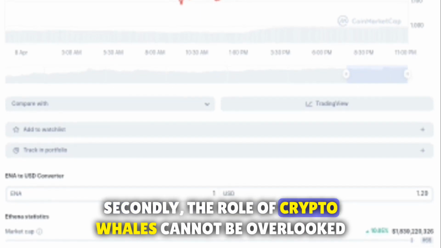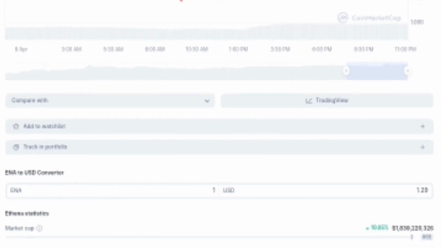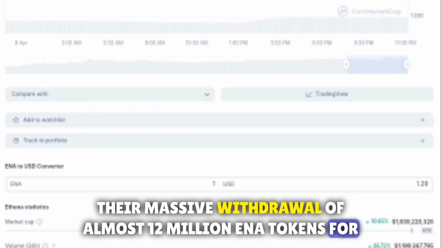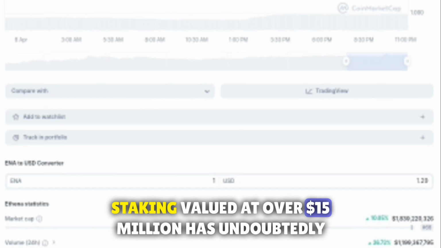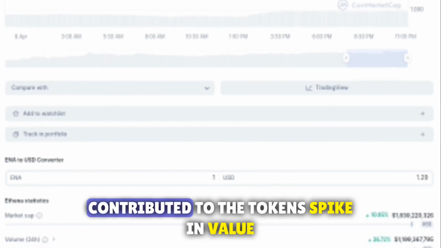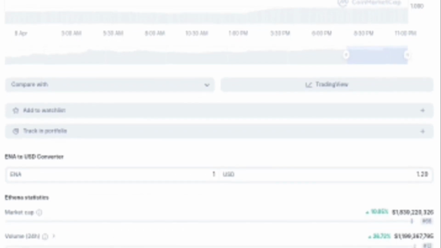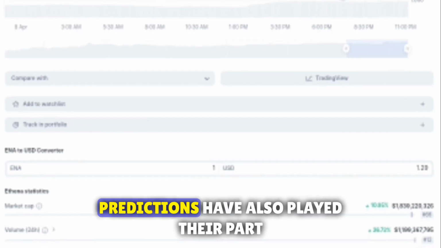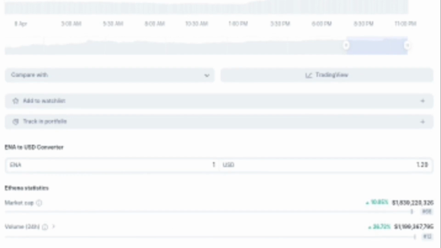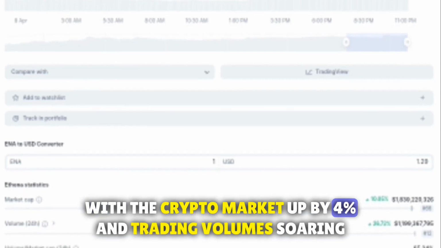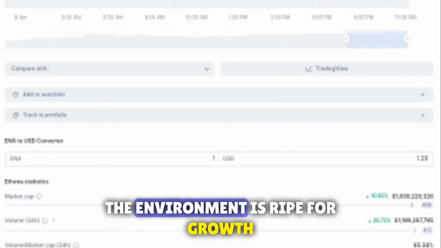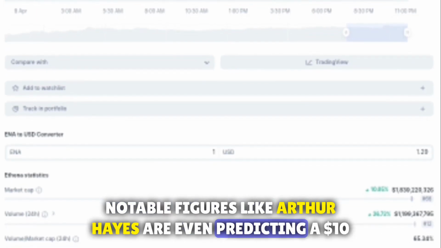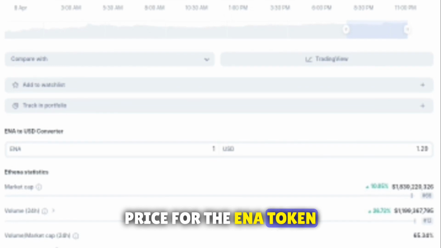Secondly, the role of crypto whales cannot be overlooked. Their massive withdrawal of almost 12 million ENA tokens for staking, valued at over $15 million, has undoubtedly contributed to the token's spike in value. Lastly, the overall positive market sentiment and bullish predictions have also played their part. With the crypto market up by 4% and trading volumes soaring, the environment is ripe for growth. Notable figures like Arthur Hayes are even predicting a $10 price for the ENA token.